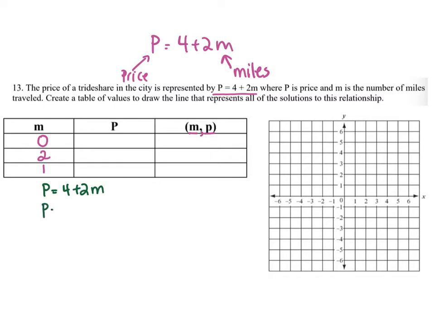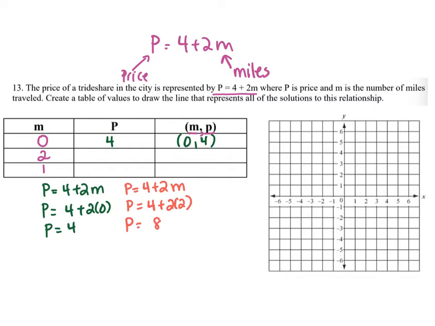So when I plug in 0 for m, I get p is 4. So my point now is 0, comma 4. I'm going to go ahead and use the same equation because I am trying to graph this equation. And instead of 0, I am now going to the next line where I'm going to plug in 2 for m. And I get p is 8. So the point I'm going to graph is going to be 2, comma 8.